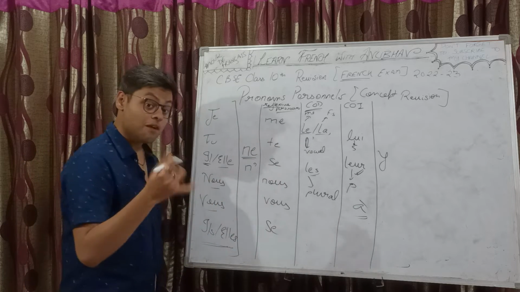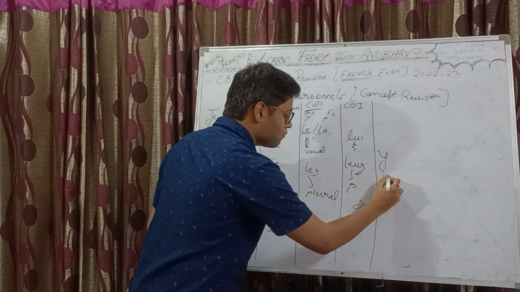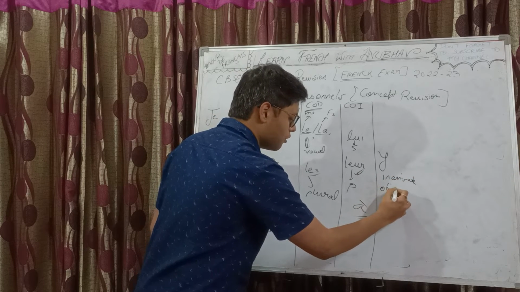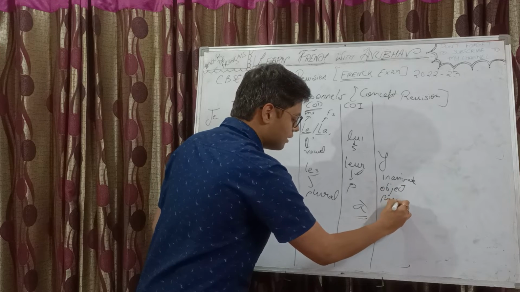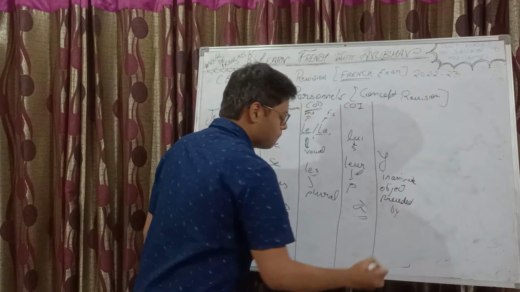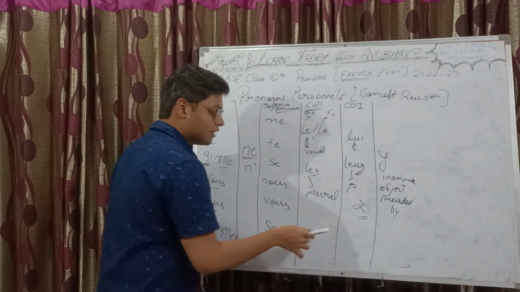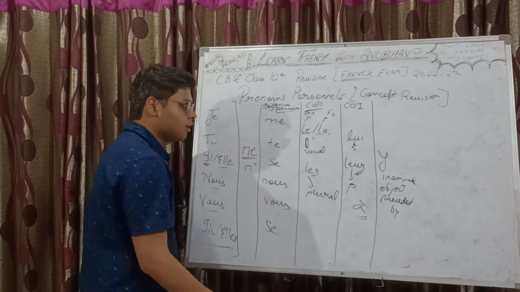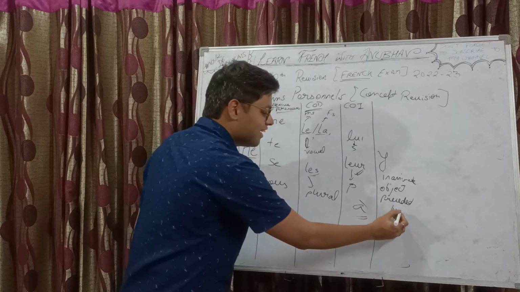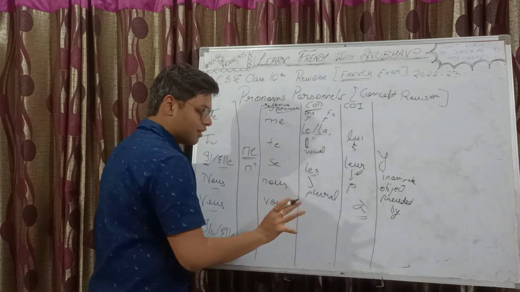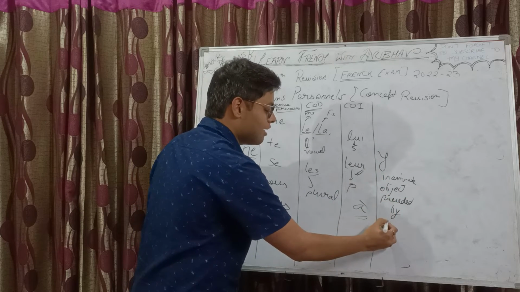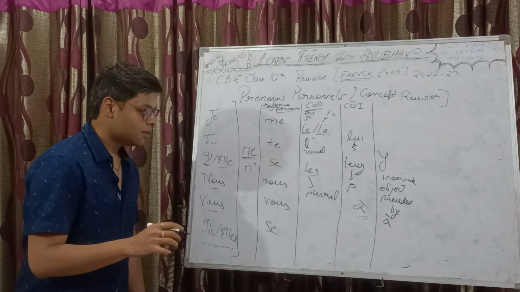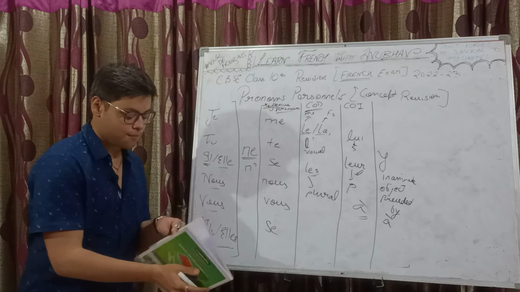Y. When to use y? Inanimate or non-living object preceded by, and yes, if I said to use it for a person, it can be for living beings as well, for example animals, right? By inanimate I mean non-living. Inanimate object preceded by the preposition à. For those we are going to use y.